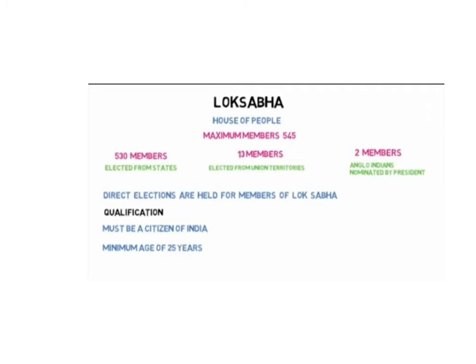That means it's called the House of People, and it has 545 members. 530 members are elected from states, 13 members from union territories, and 2 members are nominated by the President. The members are elected by direct elections. People themselves choose the representatives or the members of Lok Sabha. A member should be a citizen of India and should have a minimum age of 25 years.